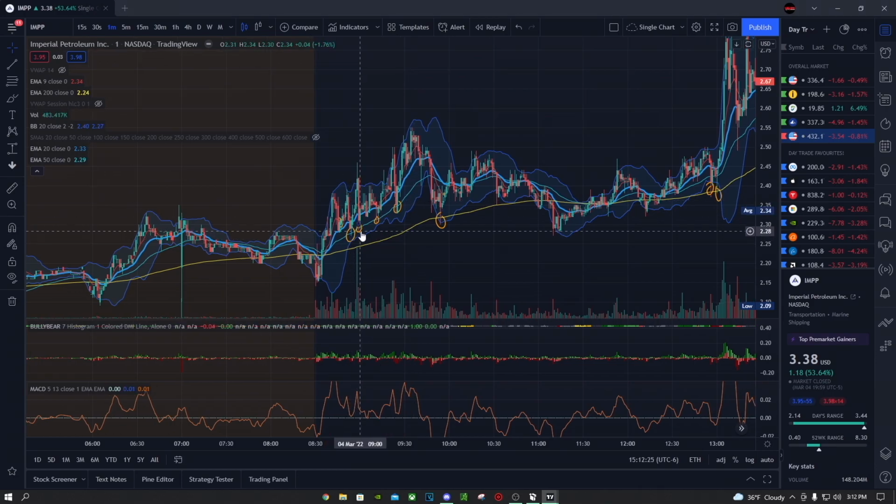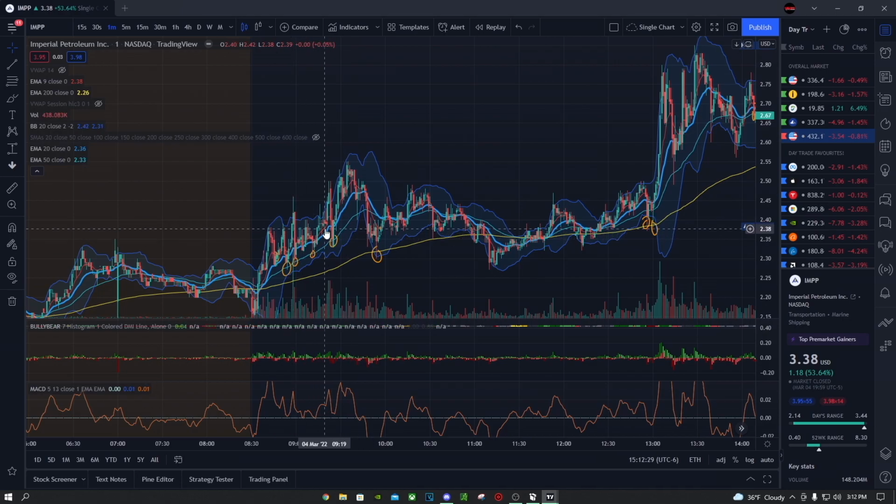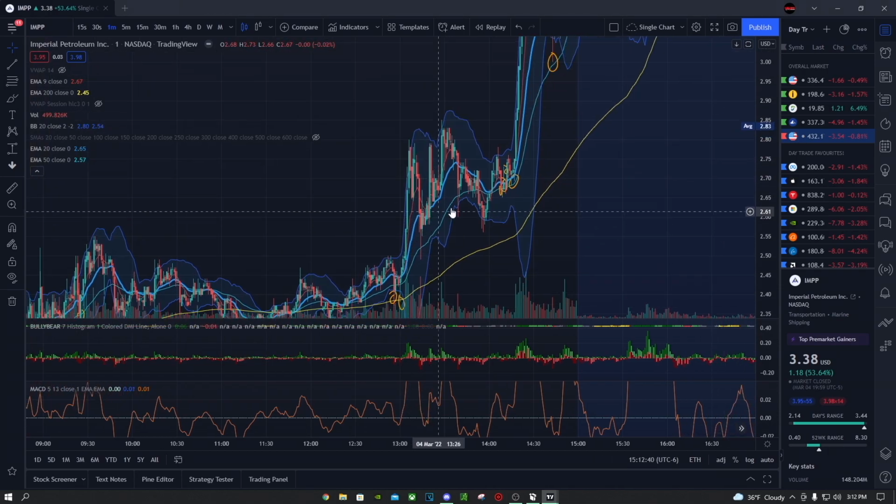It bounced off it here 1, 2, 3, 4 times, so you could have taken dip trades here, and it popped back up for huge gains. Then over here, it kind of holds this 50 EMA and touches the 200 EMA. That could have been a huge play. Here, it bounces off the 50 EMA, shoots up.